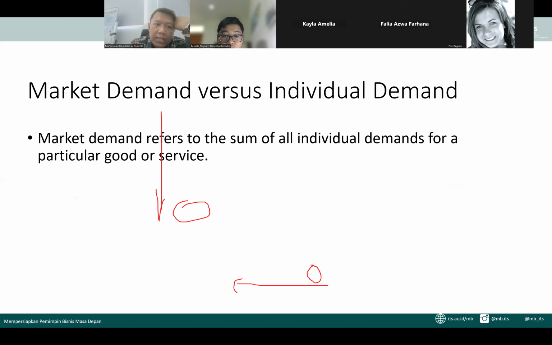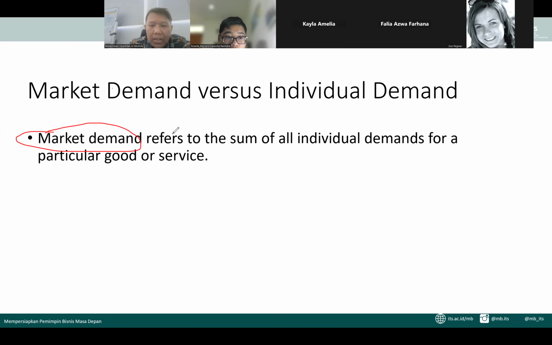Now let's try to differentiate between the individual demand and the market demand. When I say individual demand, it is only one person. And if you combine all the demand of the individuals, we are going to come up with the market demand. So what does the market demand mean? It is a compilation of all the individuals in the market.